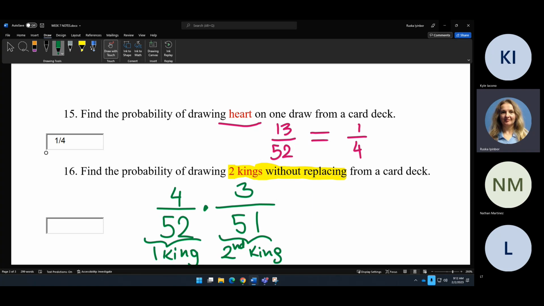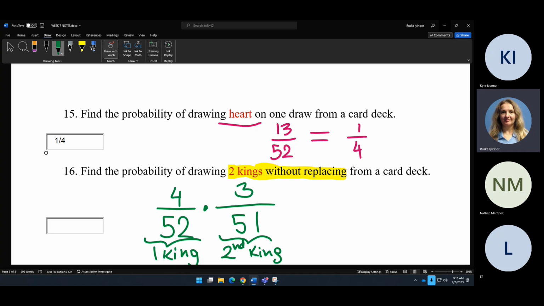Okay, if you have more kings, what you're going to do? 2 over 50, and then 1 over 49. If you have to draw all of those. Now, what you need to do here, you need to simplify. WebAssign is not going to take it like this, and what you need to do is simplify the fraction first and then multiply, because you need the answer as a fraction. If you have more fractions here, if you want to draw 4 kings, there are going to be 4 fractions, and the calculator is not going to simplify it. So you have to simplify it carefully.